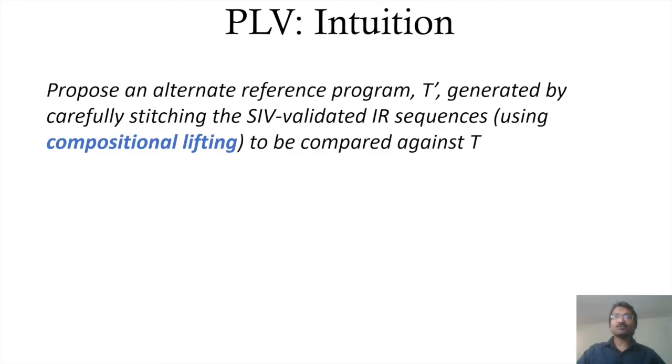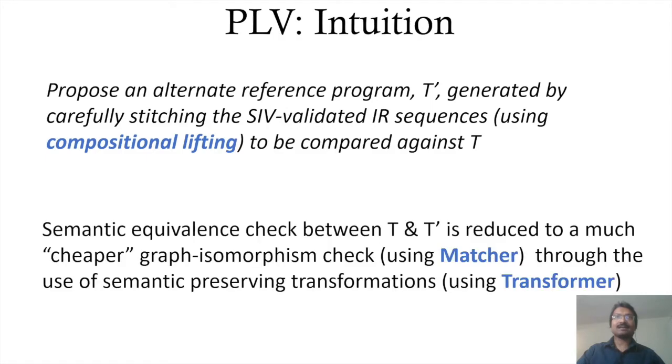This is achieved using a tool called Compositional Lifter, and the idea is to compare its output, which is T-bar, with the original lifted IR T for semantic equivalence. Next, T and T-bar are subjected to semantic preserving transformations so as to reduce them to a common form, one function at a time. That way, the semantic equivalence between T and T-bar can be reduced to a much cheaper graph isomorphism check realized using a tool called Matcher. The next few slides will explain this strategy using some animation.